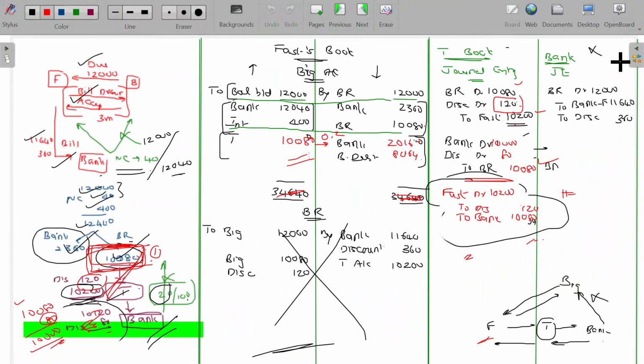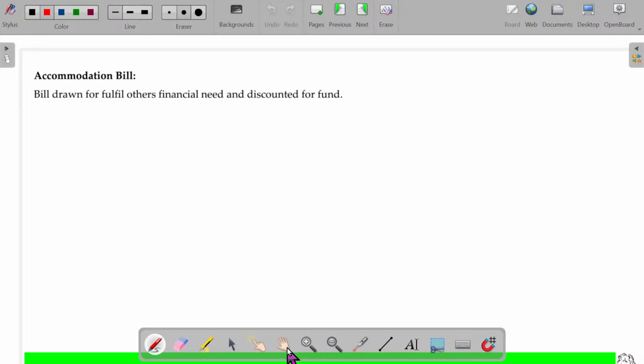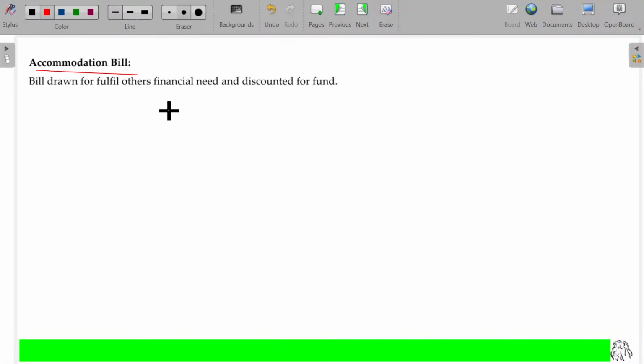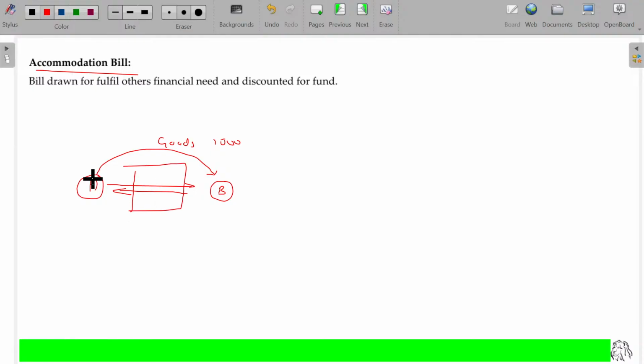With respect to the bill of exchange, we have almost completed all the models, and some advanced illustrations also. Finally, we'll go for the accommodation bill. Until now, we have seen that A sells the goods to B for rupees 1,000. For that, A draws a bill and gets the acceptance from B. That's how we studied the illustrations. This is called a trade bill.